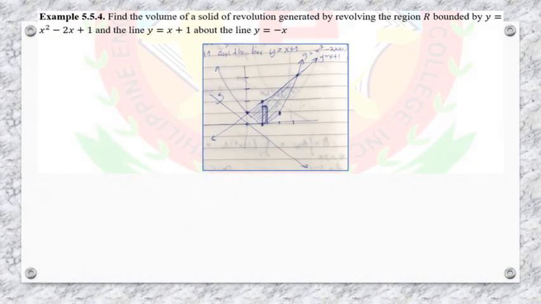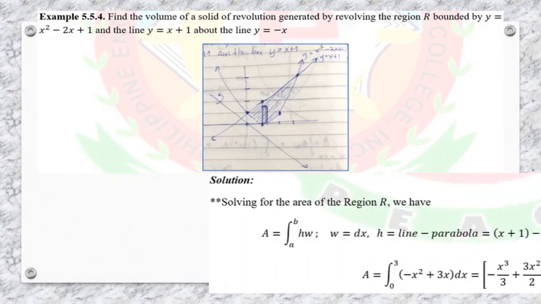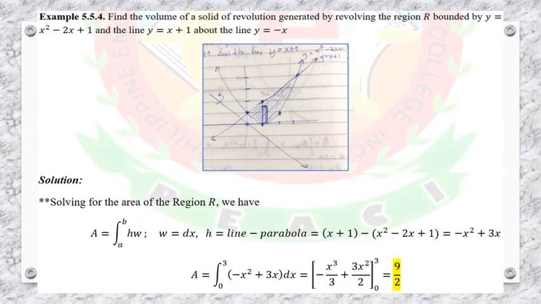For the last example, class, find the volume of a solid of revolution generated by revolving the region R bounded by y equals x squared minus 2x plus 1. That is a parabola opening upwards. So this is its graph. And then the line y equals x plus 1. This is the line y equals x plus 1. And it revolves about the line y equals negative x. So it revolves around this line, the line y equals negative x.